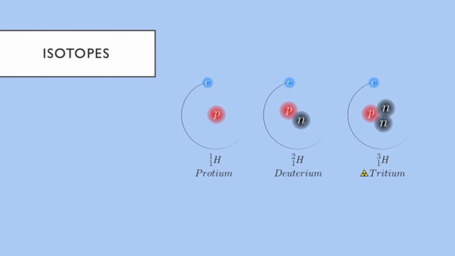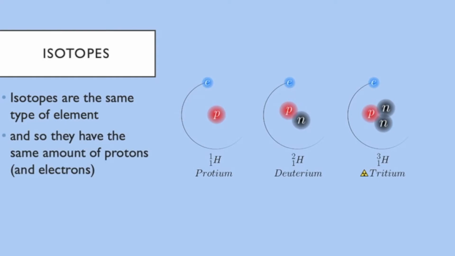So to understand radioactive decay, we've got to look at a few other things first of all. We've got to understand what something called isotopes are. I've got some pictures here of some isotopes of a hydrogen atom. Isotopes are the same type of element, so they have the same number of protons and electrons, but they've got a different number of neutrons.